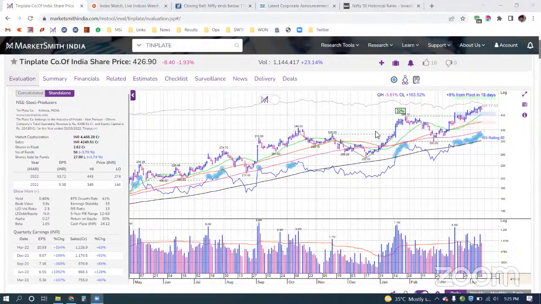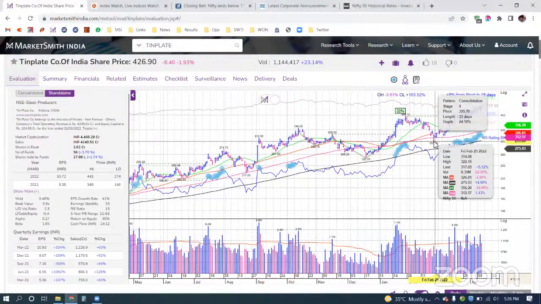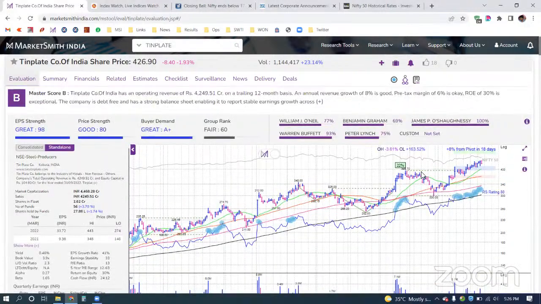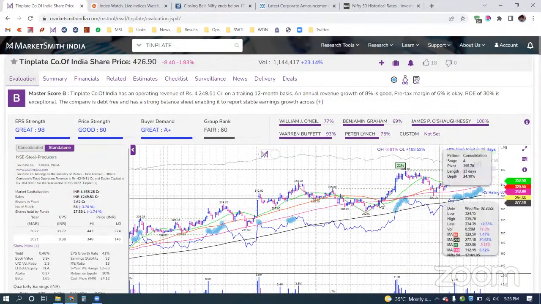Manoj, the stages and the breakout can be seen on the MarketSmith chart. You can see our algorithm identifies the stage count and base formation as well.